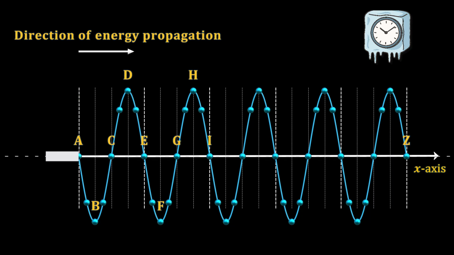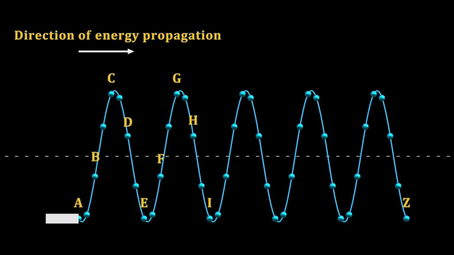Now let us have an x-axis in place pointing in the direction of energy propagation. The distance x of any particle from the point A along the direction of energy propagation can be defined. For example, the point A is at x equals 0. The point C is at x equals lambda by 2. And the point E is at x equals lambda.